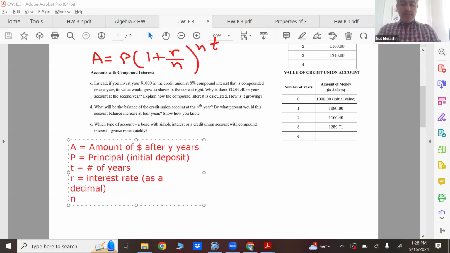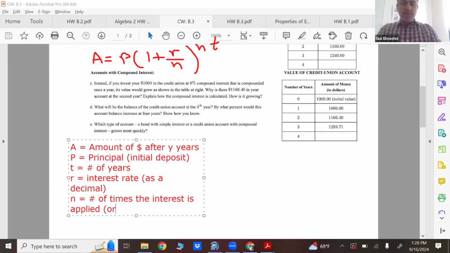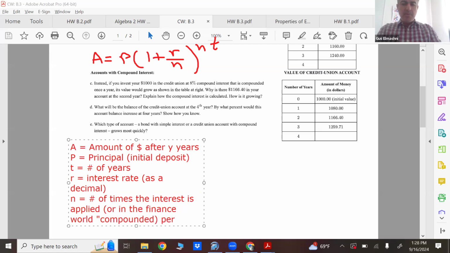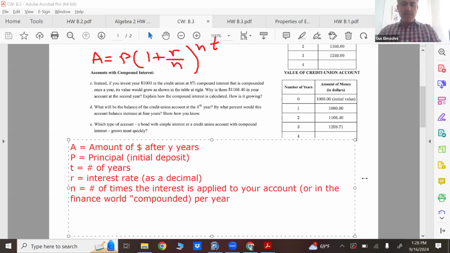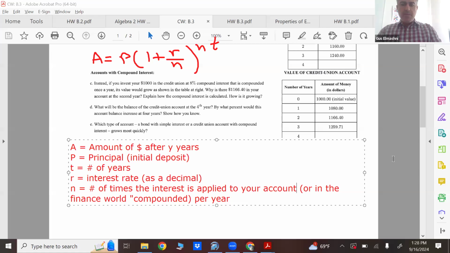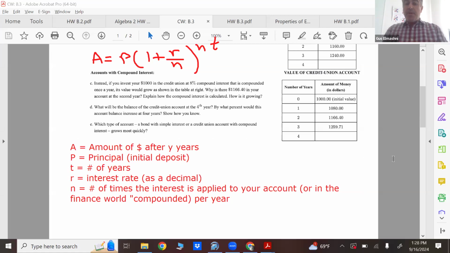And N is the number of times the interest is applied, or in the finance world, compounded per year. Applied to your accounts. Okay, that's what all those things represent.